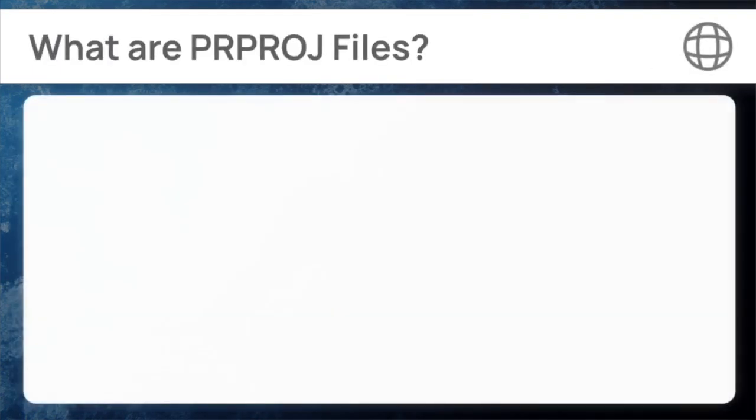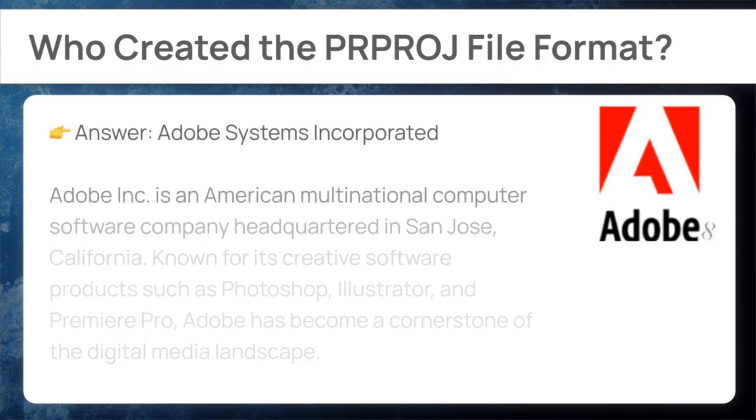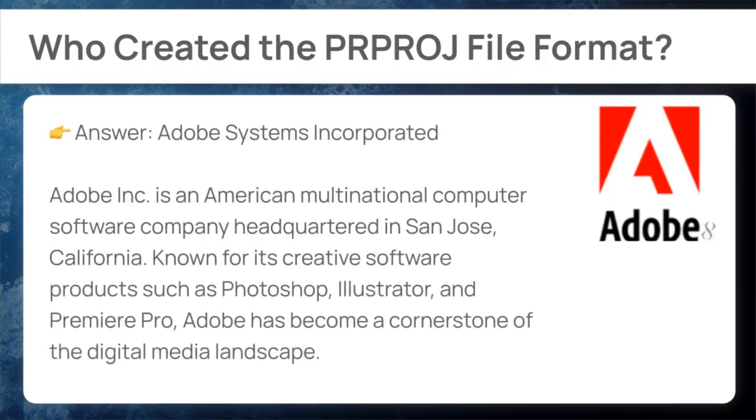A PRPROJ file is a project file created by Adobe Premiere Pro, a professional video editing software. It contains all the information about a video editing project, including the timeline, video and audio clips, effects, transitions, and other editing decisions. The PRPROJ file itself does not contain the actual video or audio data.